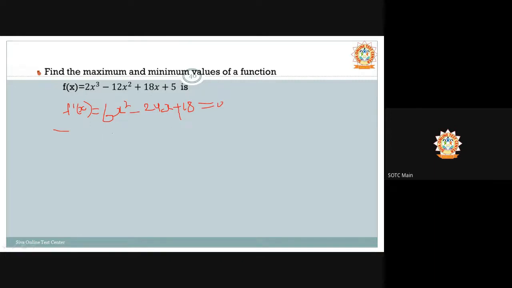Take 6 common, you will get x square minus 4x plus 3.